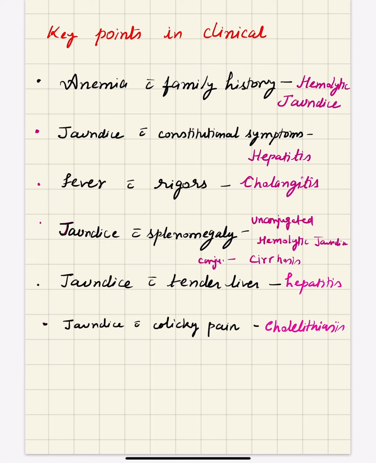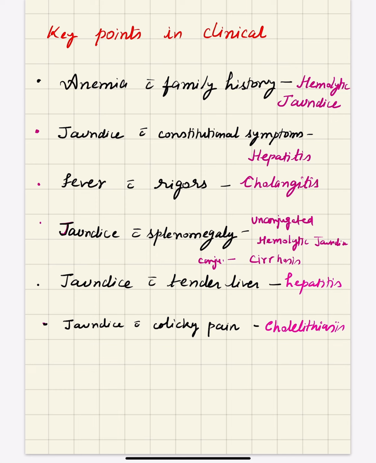Can be sickle cell anemia, can be thalassemia. Then, if there is jaundice with constitutional symptoms, like nausea and fever, you think about hepatitis. Then, if there is fever with chills and rigors and jaundice, you think of cholangitis. Now, if the clue is splenomegaly and there is jaundice also, then you think about two causes. If there is unconjugated bilirubin, think about hemolytic jaundice. And if the conjugated fraction is increased in that question, you think about cirrhosis.